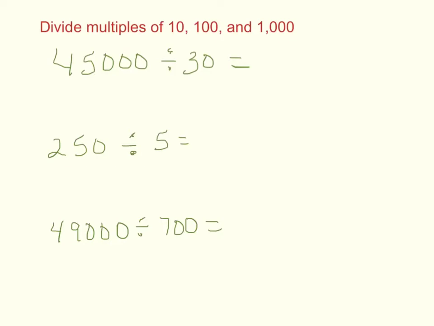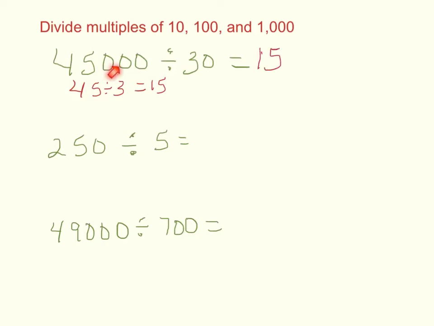Alright, to divide multiples of 10, 100, and 1,000 is just the opposite of multiplying. If multiplying, we add the zeros. In division, we subtract the zeros. Just like with multiplying multiples of 10, 100, and 1,000, you take the basic fact, which in division in this case would be 45 divided by 3, as we saw a while ago, equals 15. So our basic fact goes right here.